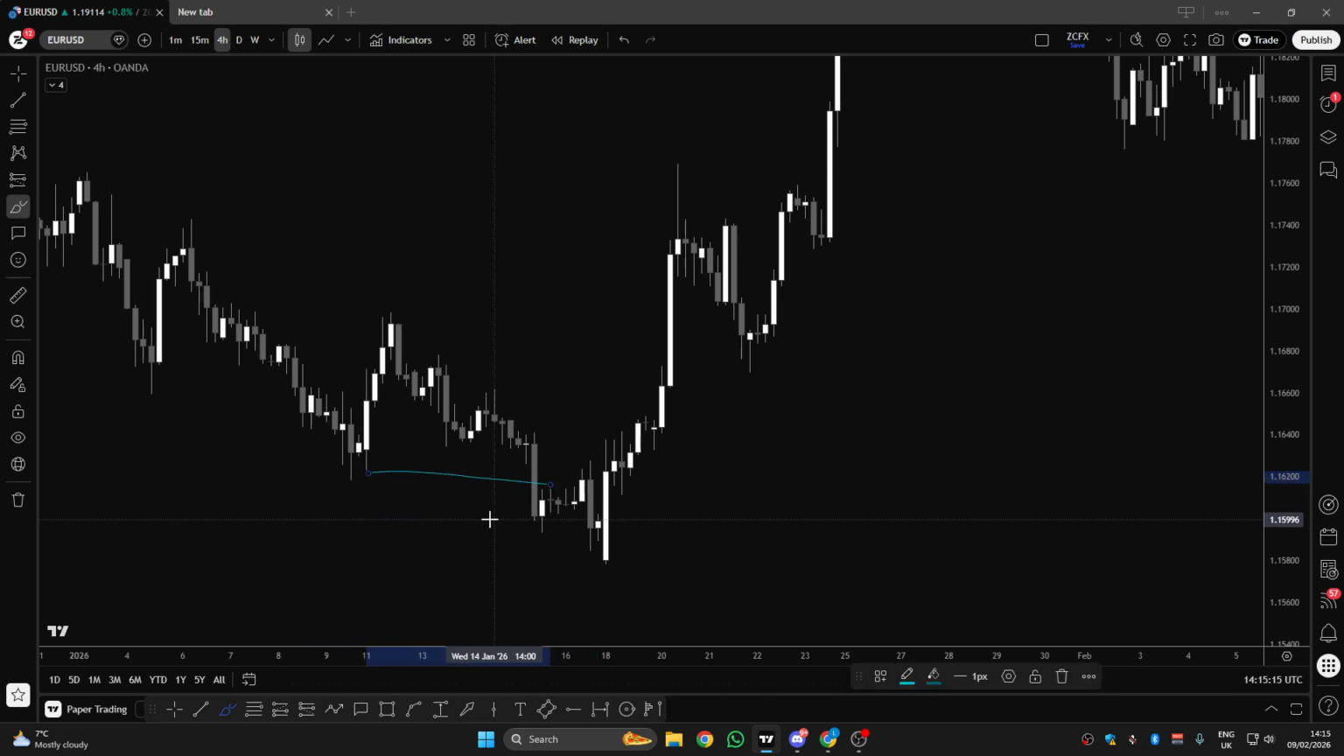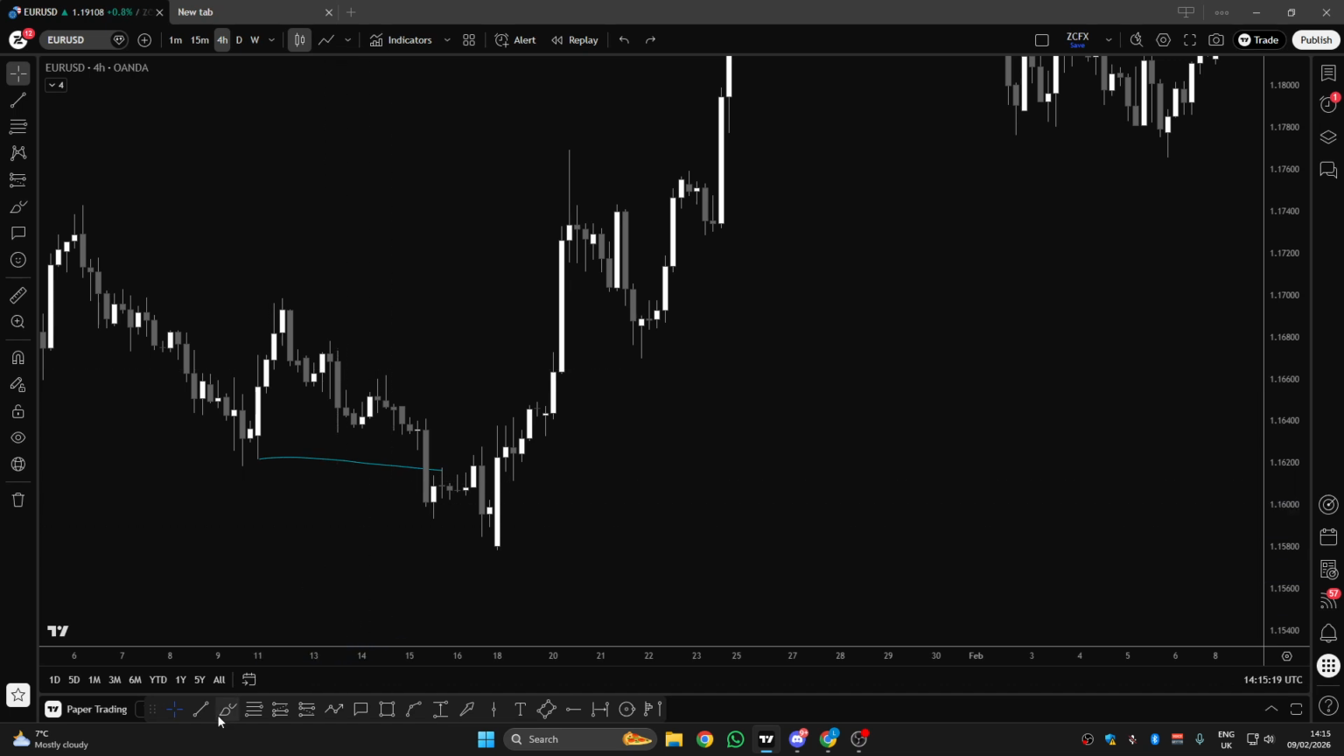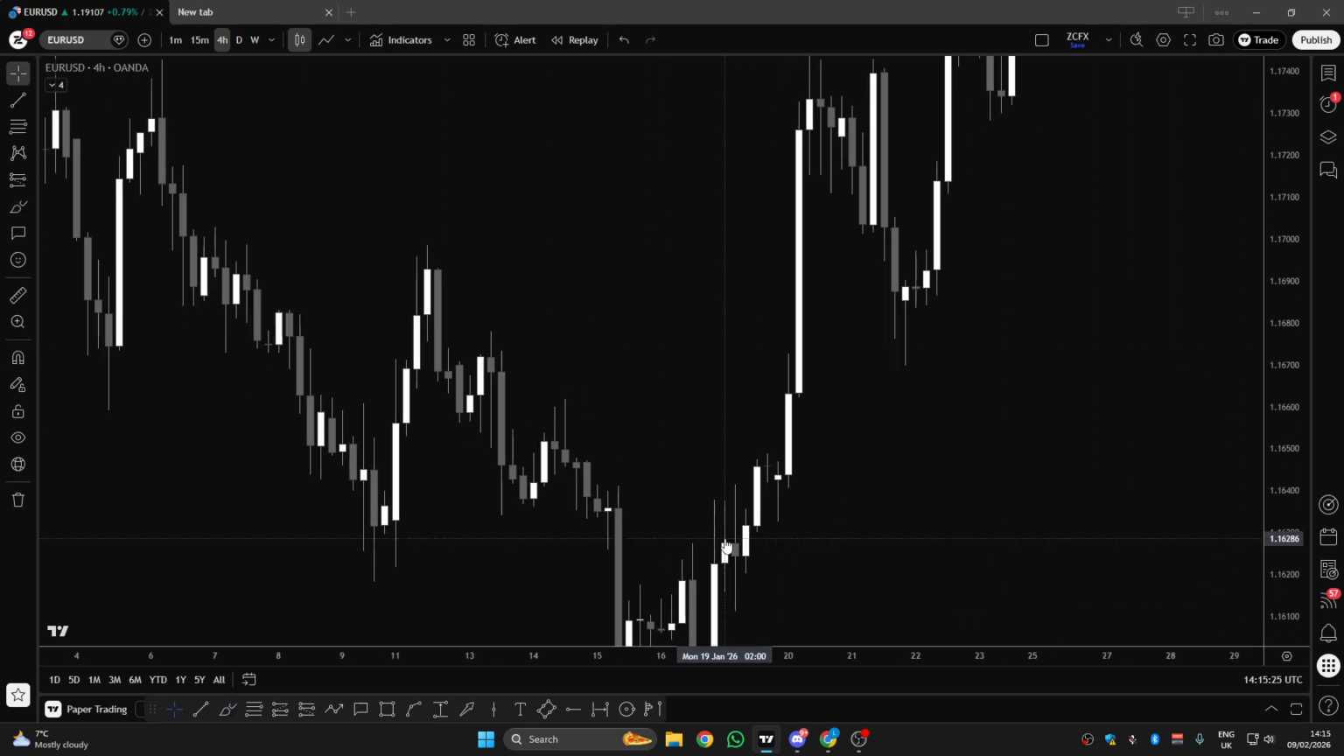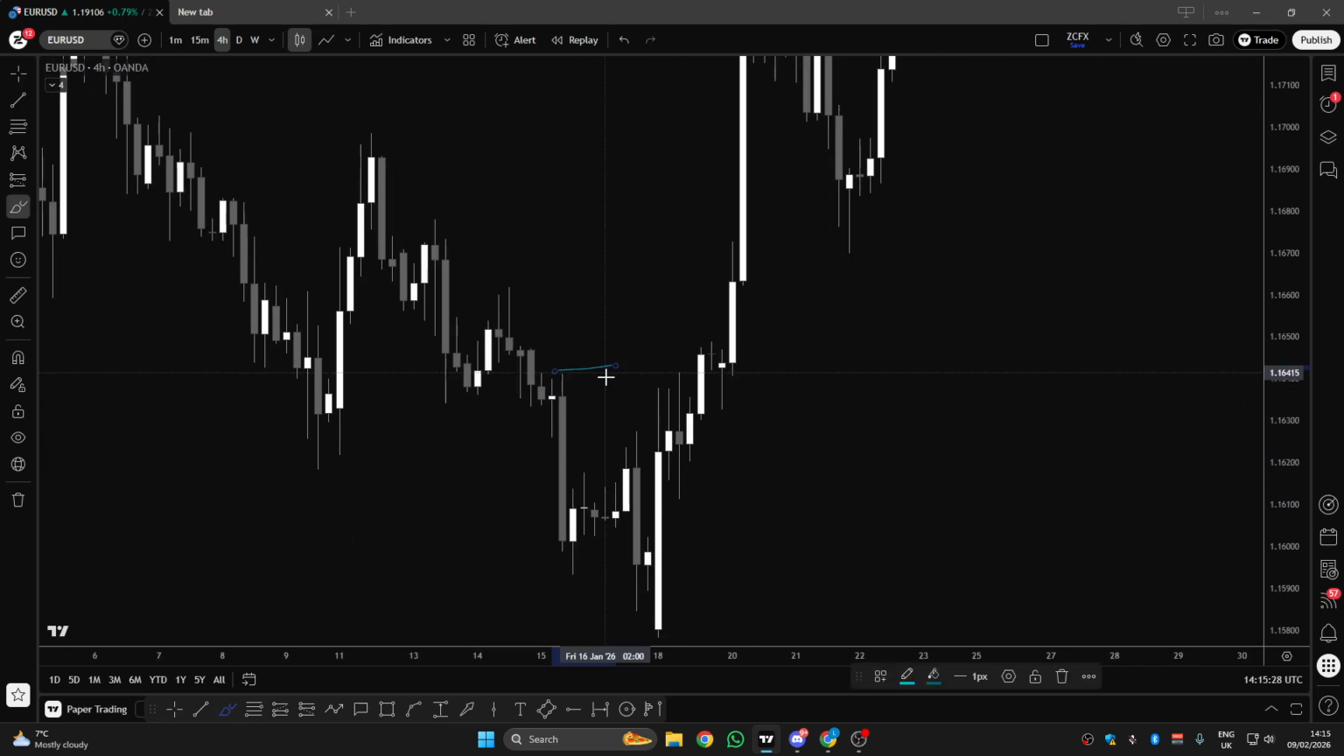Okay, so we broke structure here previously. I don't really care what's going on here because, well, I just don't. So I'm going to start from here, and as you can see, we get this new range low, we get this new range high. But first things first, why is this a range high? Why is this a range low? Again, because the candle to the left of it and the candle to the right of it are higher than this candle wick low.